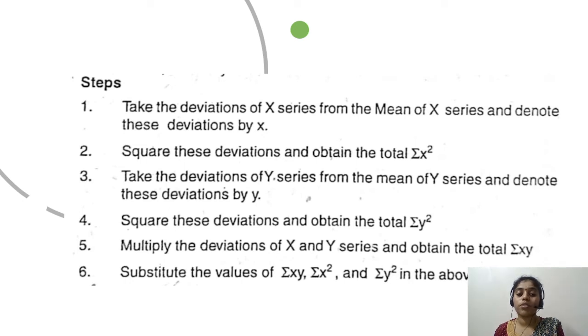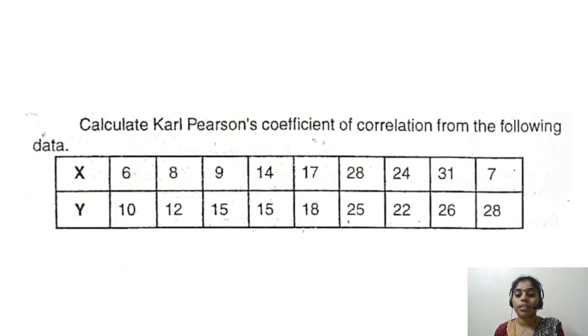Sixth one is substituting the values of summation xy, summation x square, and summation y square in the formula, and we will get the final answer. The first problem is to calculate Karl Pearson's coefficient of correlation from the following data. We have x varying as 6, 8, 9, 14, 17, 28, 24, 31, 7, and y also varies as 10, 12, 15, 15, 18, 25, 22, 26 and 28.